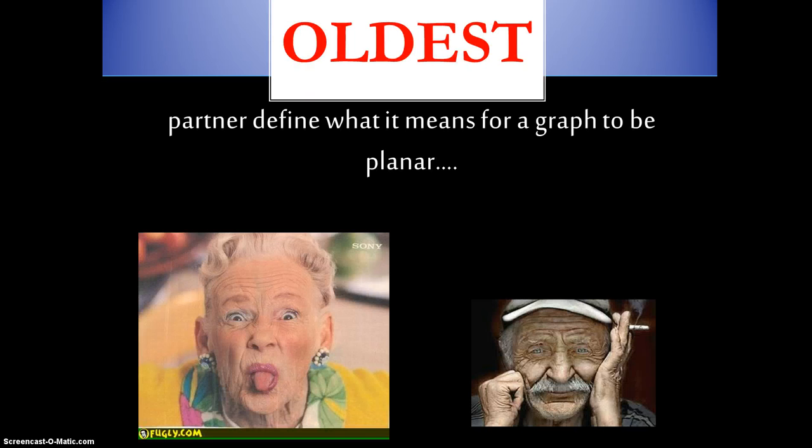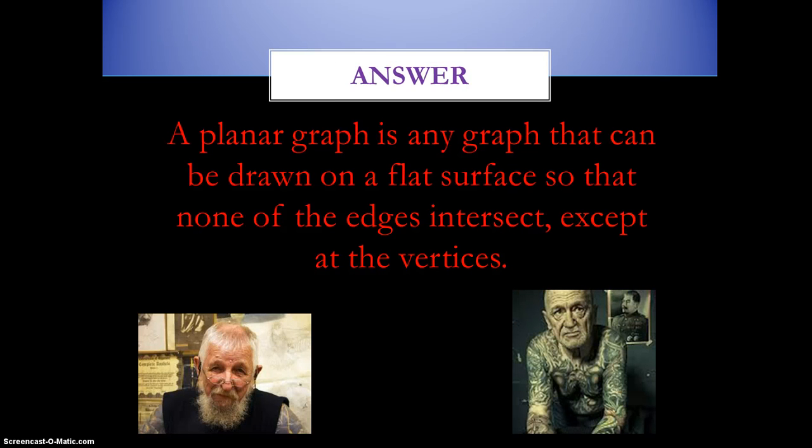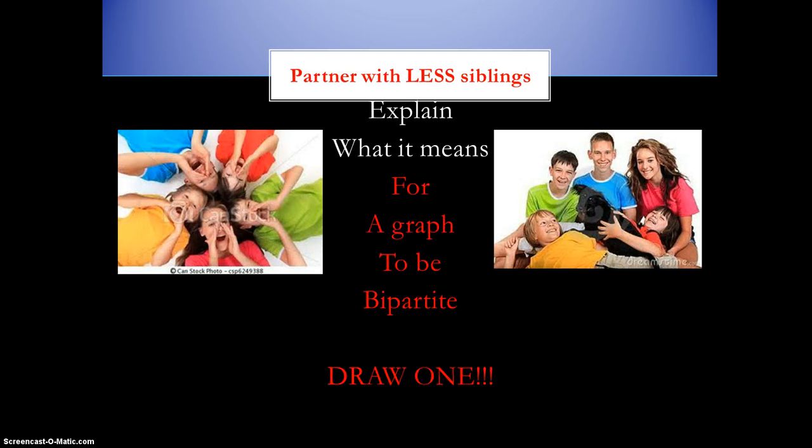All right. So we're going to review a little bit from yesterday. So see if you can come up with what it means for a graph to be planar. So a planar graph is a graph that can be drawn on a flat surface so that none of the edges intersect except at the vertices.